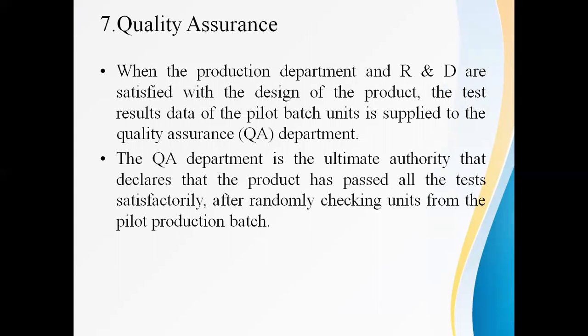Seventh stage is quality assurance. When the production department and R&D are satisfied with the design of the product, the test results data of the pilot batch units is supplied to the quality assurance department. The quality assurance department is the ultimate authority that declares that the product has passed all the tests satisfactorily, after randomly checking units from the pilot production batch, and they will give the certificate that the product is ready to sell in the market.